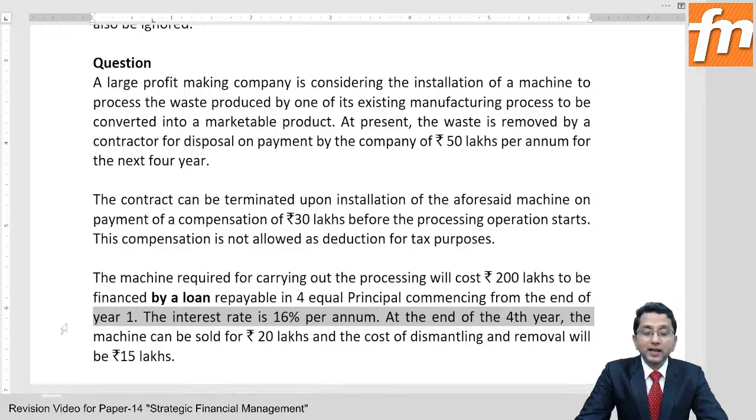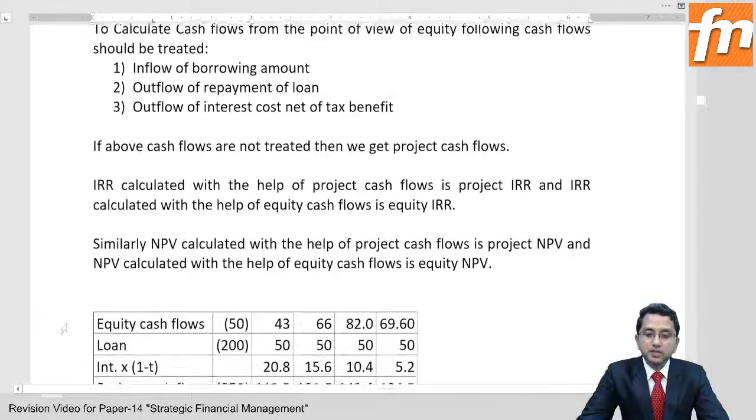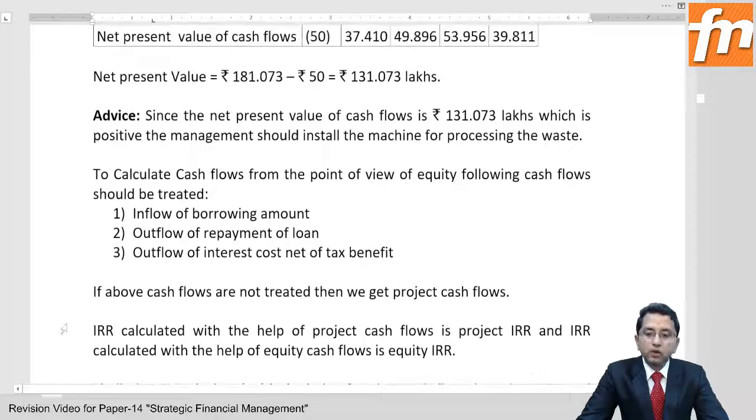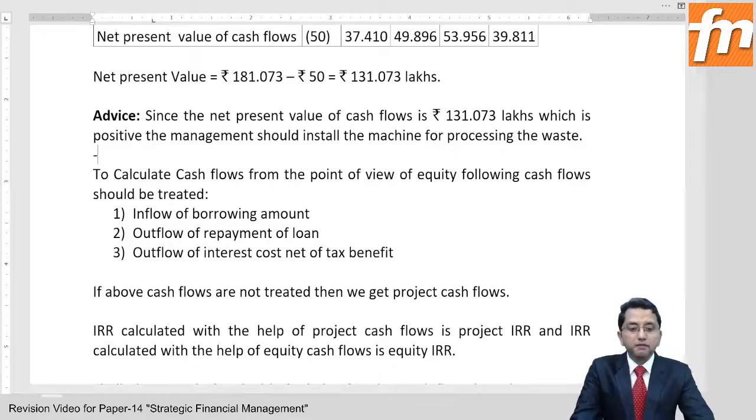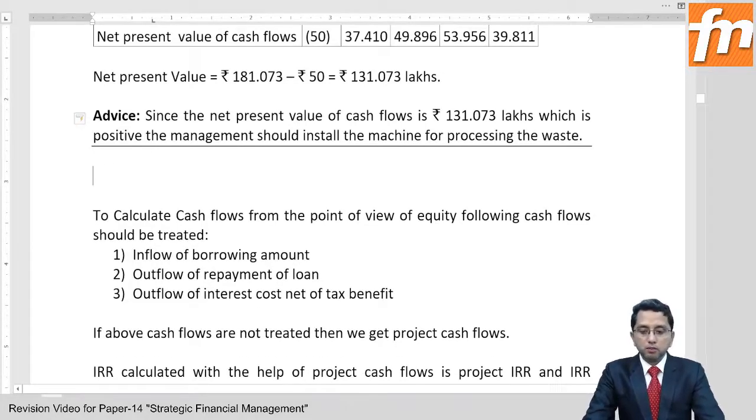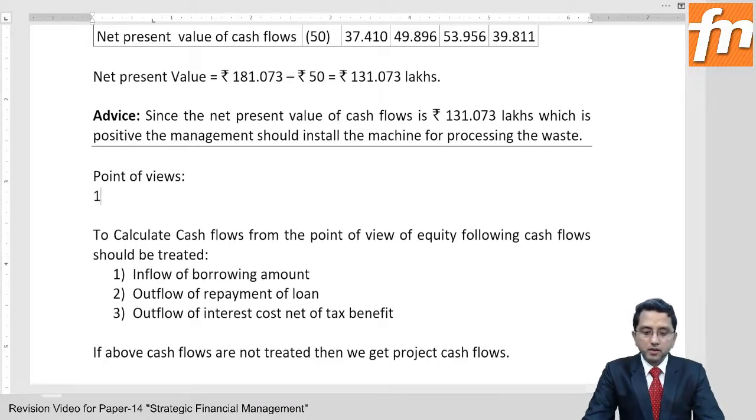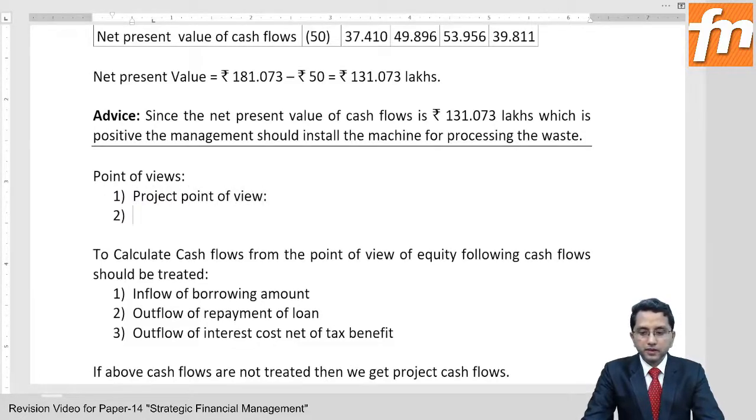Now, these are financing cash flows. Try to recall that in capital budgeting, we consider only operating cash flows and investing cash flows. We don't usually consider financing cash flows. Should I consider these financing cash flows or not? So this is the answer to your question. There can be two points of view. Number one, project point of view, and number two, equity point of view.